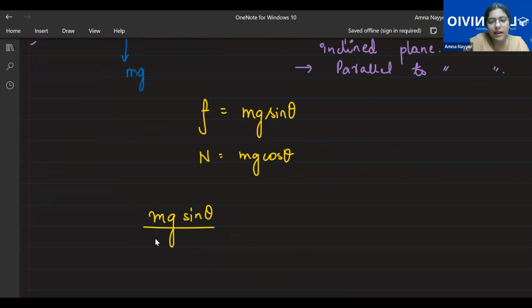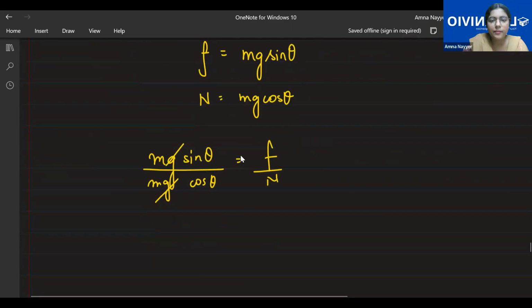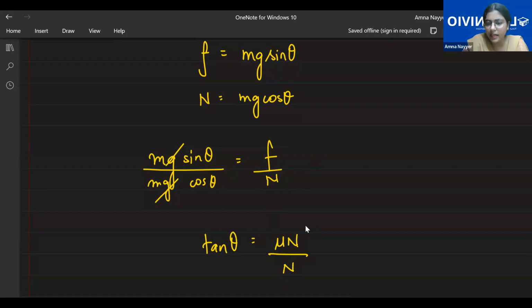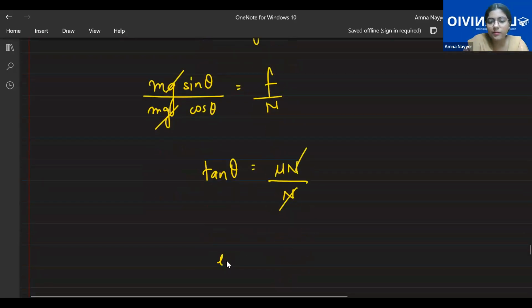mg sin theta divided by mg cos theta is equal to F by N. mg gets cancelled. What is sin theta by cos theta? Tan theta. We are getting tan theta back. Hafsa, what is the formula of friction force? Mu times the normal reaction. Don't get it confused with Newton, which is the SI unit. So mu N divided by N, you're getting the same formula.